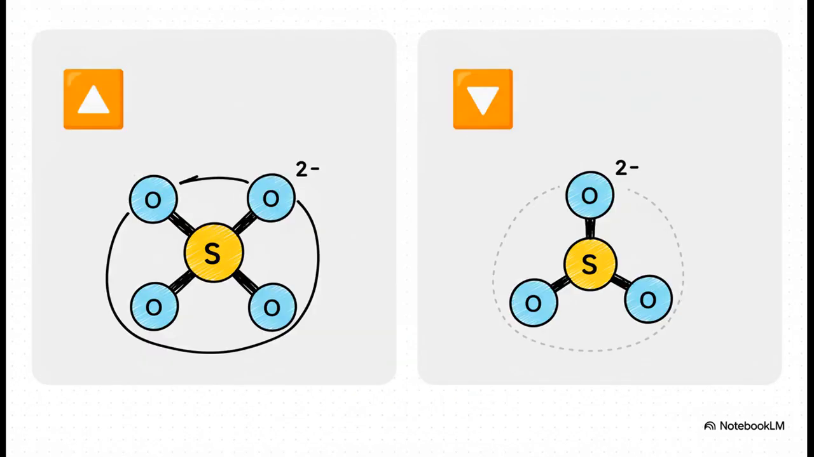Now, here's a little memory trick that's a total lifesaver. When you see 2 of these ions that sound almost the same, like sulfate and sulfite, just look at the ending. The ite version always has 1 less oxygen atom than its ate partner. So look at the example. Sulfate is SO4, but sulfite is SO3. The ite is light on oxygen. It's a simple little rule that works every time.